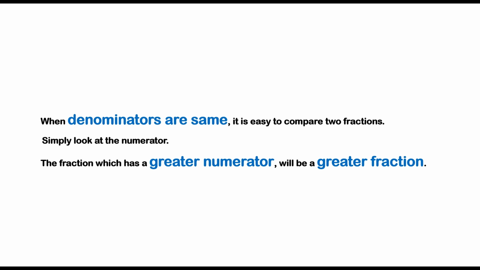Now that we know the trick, we do not need to visualize fractions as objects every time we are asked to compare. We just need to check if their denominators are same, and if yes, then choose the fraction which has a greater numerator, and bingo, you found a greater fraction.